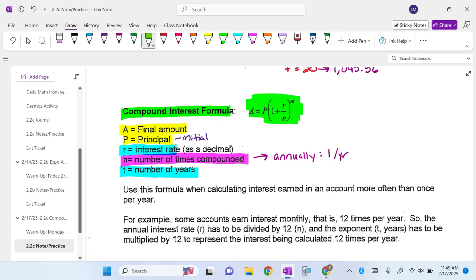What if I said semi-annually? That's twice per year. I would write this down because these are words that you will definitely see. What about if I said quarterly? That's 4 times a year. And then the last one you'll see is monthly.